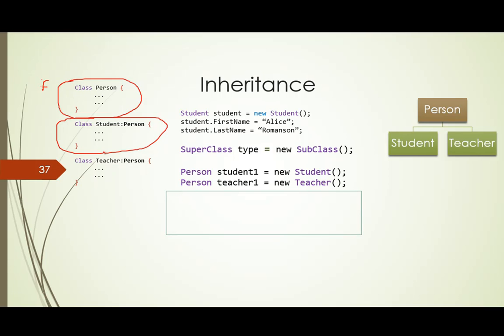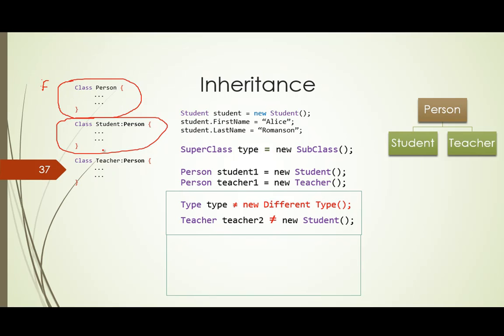But if the types are not the same, let's say that you want to create a teacher class from a student class, you will fail. And it's also vice versa. If you try to create a student class from a teacher class, you will also fail. Another thing is that you cannot create your subclass from your superclass.